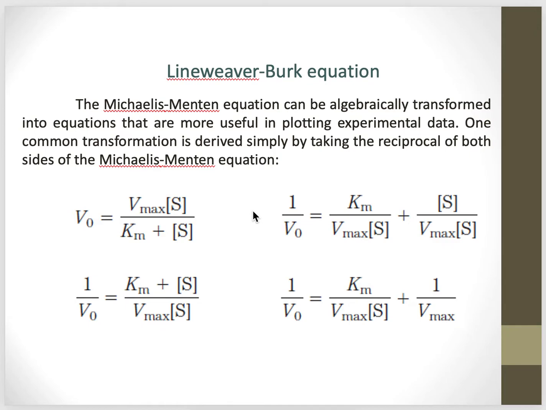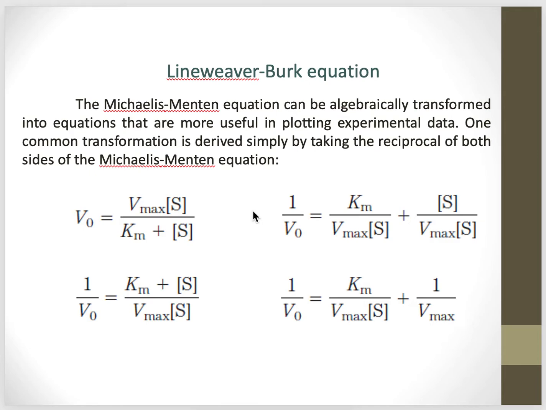In the last part, we learned about the derivation of the Michaelis-Menten equation. What it is, we already know. It describes the rate of a monosubstrate reaction. So in this part, first we learn about the Lineweaver-Burk equation. What is the Lineweaver-Burk equation? Basically, it's a further derivation from the Michaelis-Menten equation.